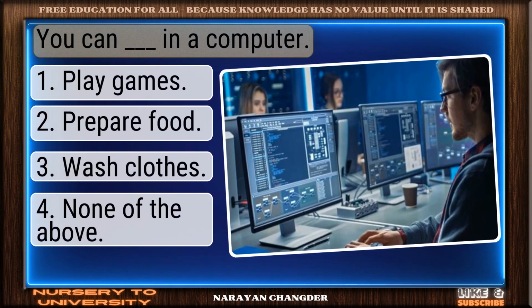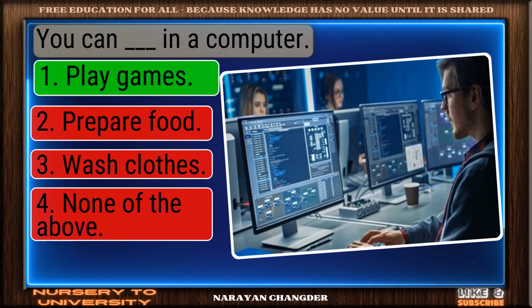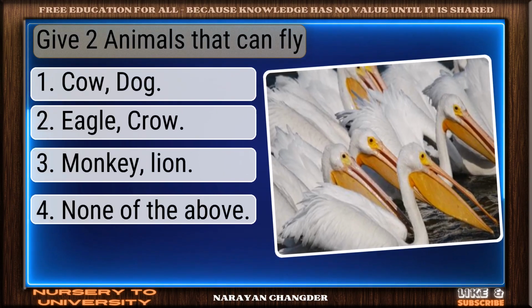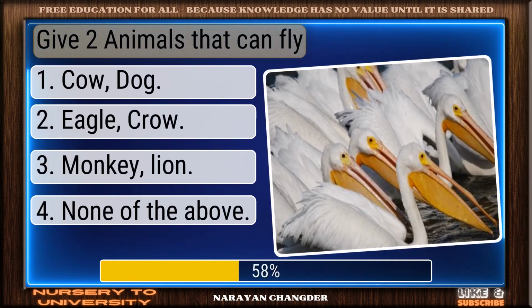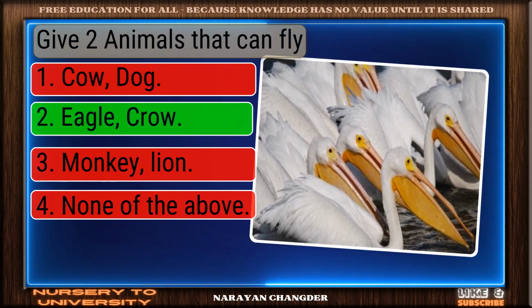You can dash in a computer. Perfect. Play games is the correct choice. Give 2 animals that can fly. Sharp thinking. Eagle, crow is the right choice.